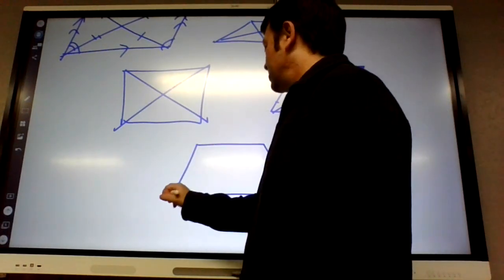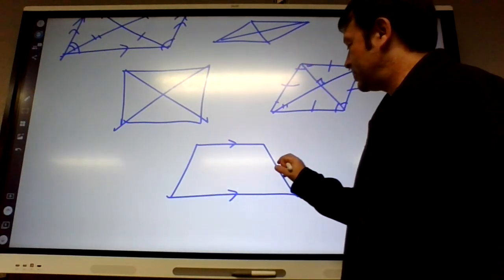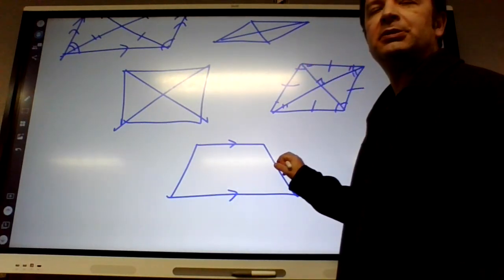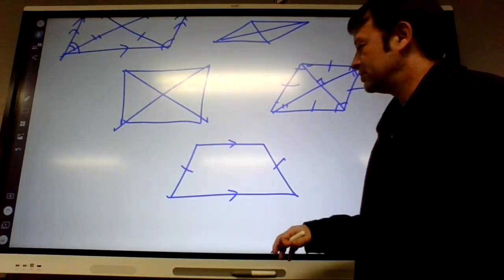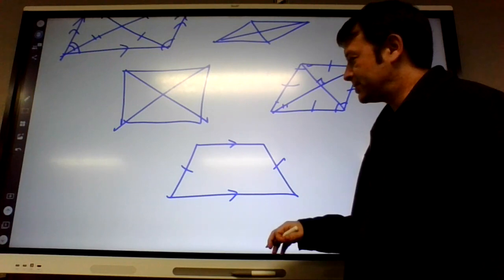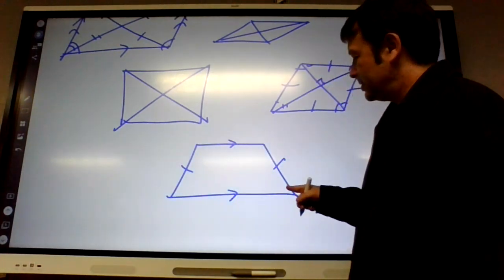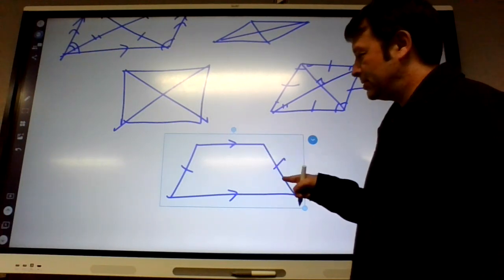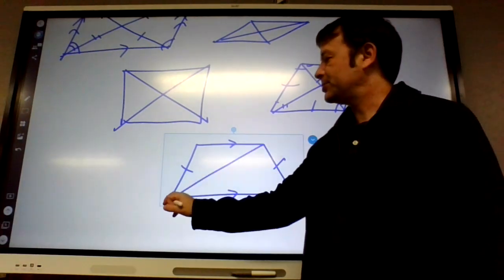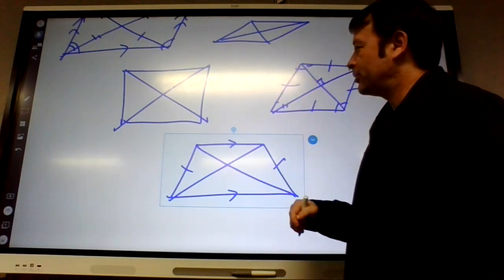What do we learn about trapezoids? One pair of parallel sides, that's the definition of a trapezoid. If the legs are congruent, what's that called? Isosceles, and these angles are congruent, these angles are congruent. These two angles add up to 180 because they're same side interior. Diagonals are congruent because everything is perfect.